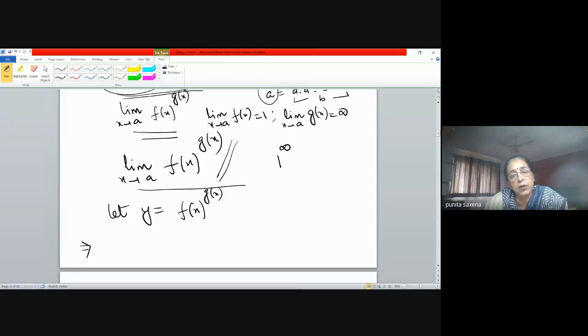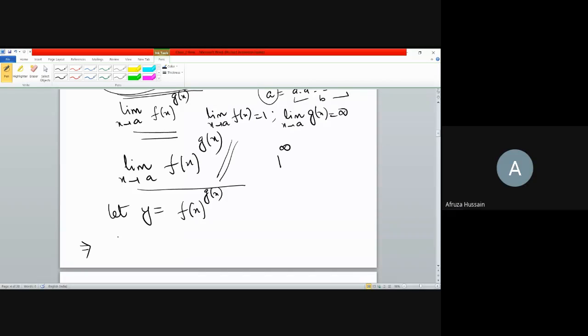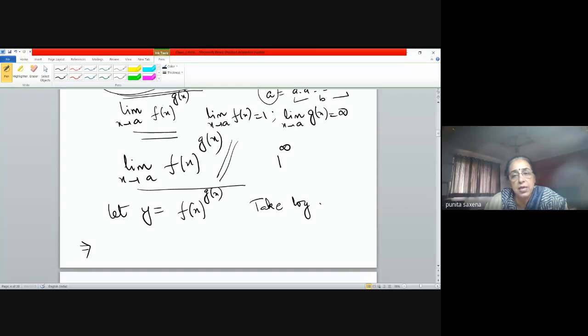इस फंक्शन को अगर कुछ पावर में है उसको नीचे लेके आना है. So what is the easiest way? log लेते हैं. We take log. We'll take log on both the sides. ठीक है? इधर भी यही करेंगे हम.